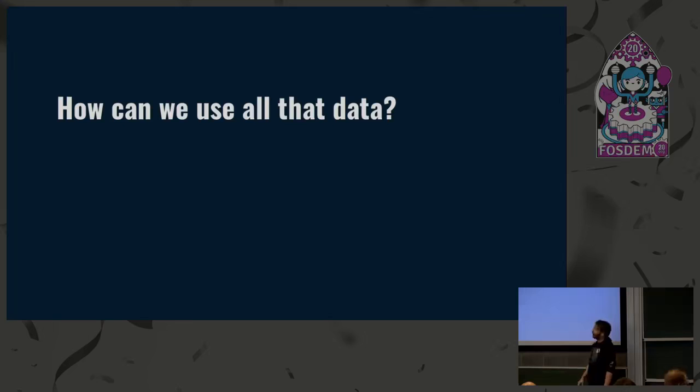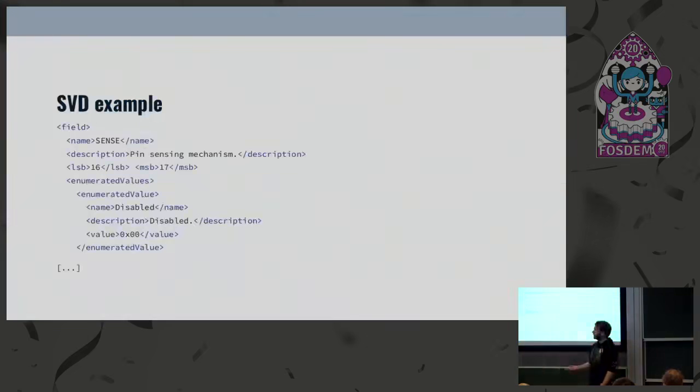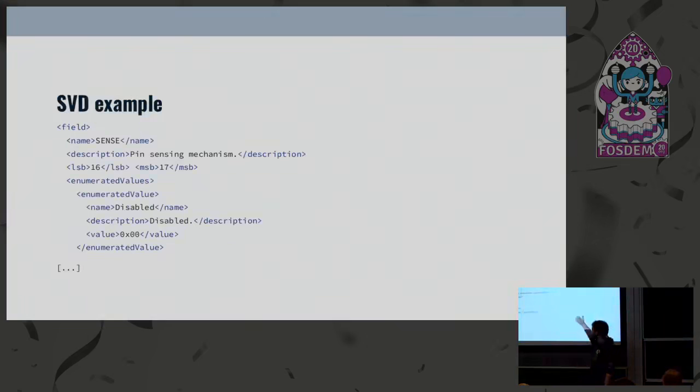So now the question is, how can we use all that data? First, we can use a tool that we developed at AdaCore called SVD to Ada. What it does is it takes an SVD file, in that case a plain XML file that describes, down to each field of every register, what its purpose is and what the different values of the registers are. So SVD to Ada will take that file and generate some Ada bindings for it.